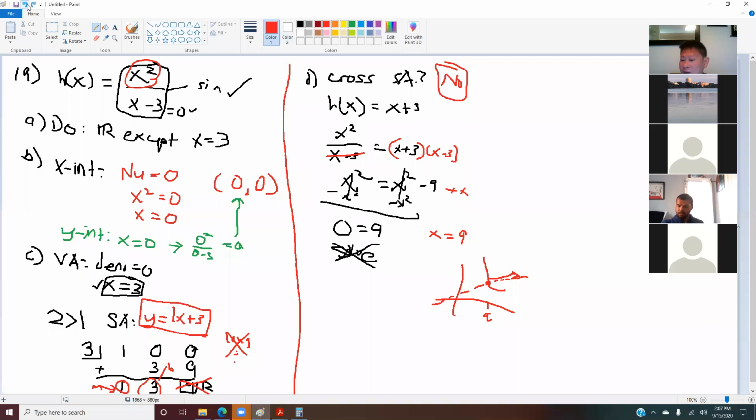You guys got the meaning of that? Of part D, crossing this slant asymptote? Questions so far in this case?